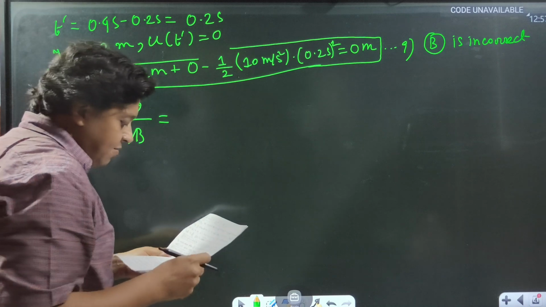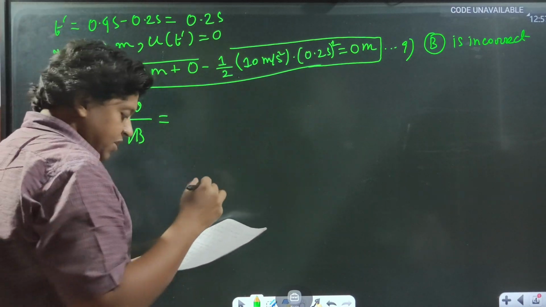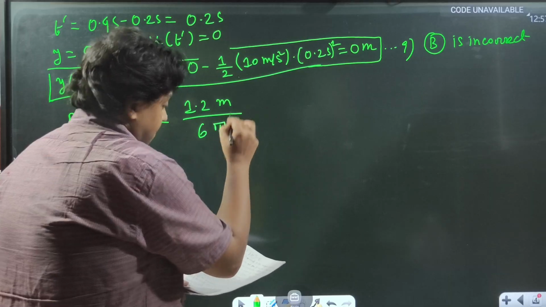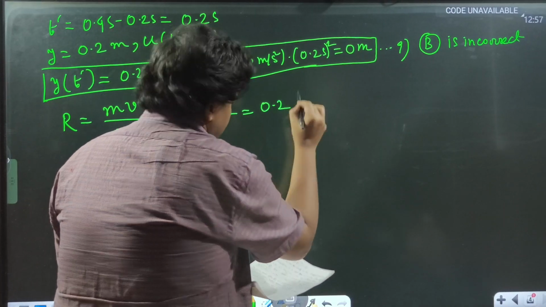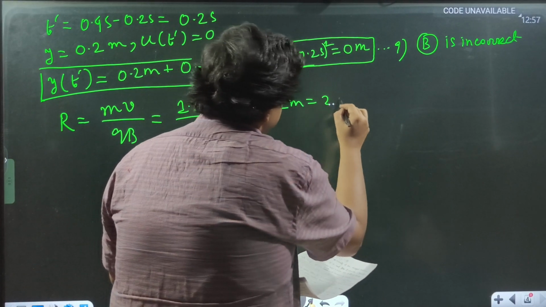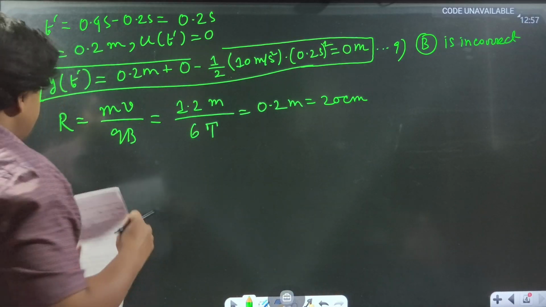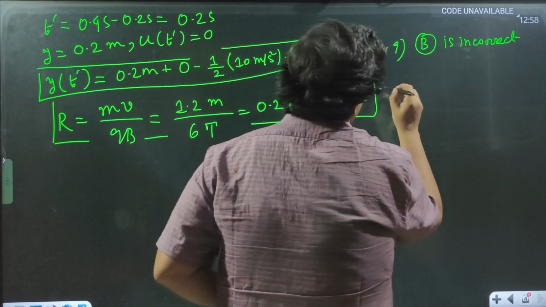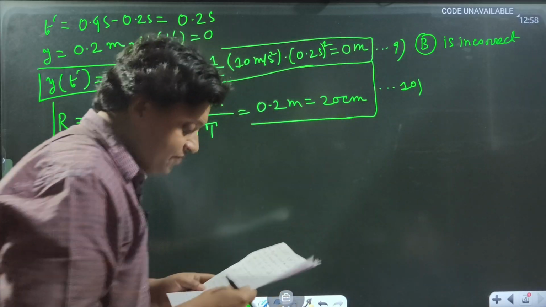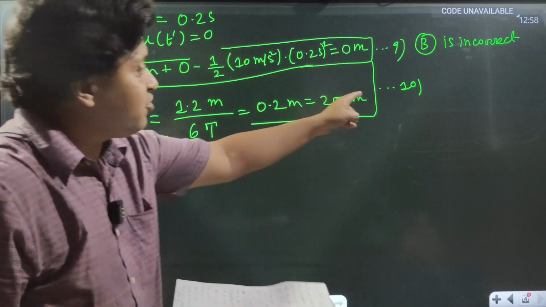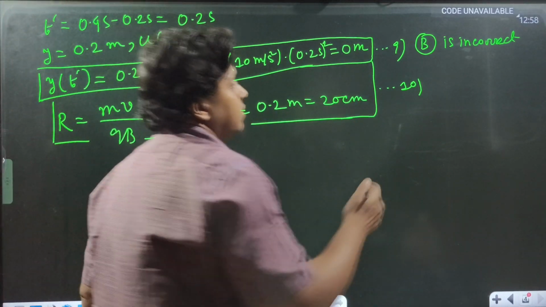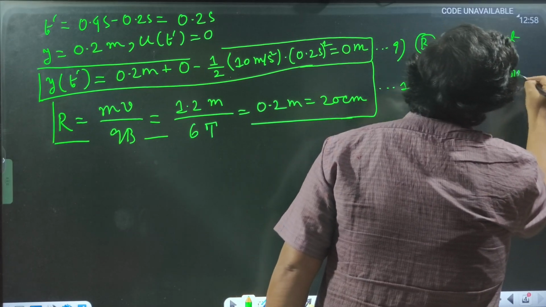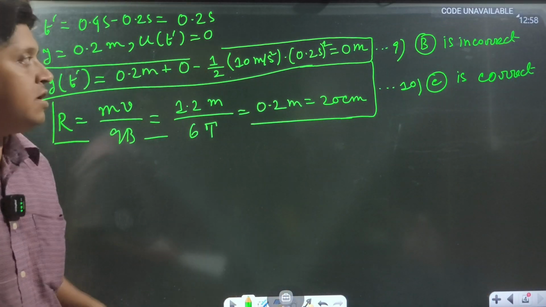Now if we put the values of m, v, q and B, we get this equal to 0.2 meter, which is equal to 20 centimeter. And this radius will be serving as equation number 10 of this problem, which we have almost finished. So very clearly, from equation number 10, option C is correct. So A and C are correct, B is incorrect.